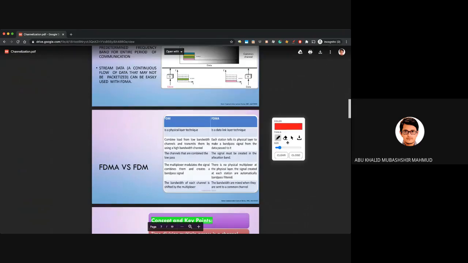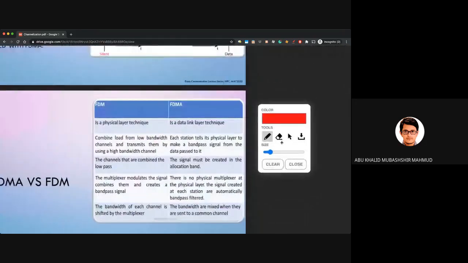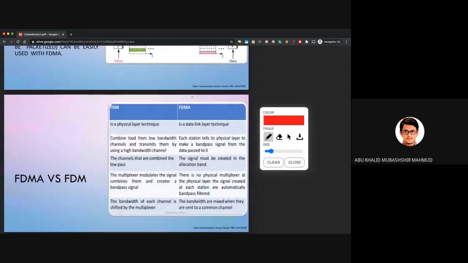So what happens here is quite simple. FDM, or frequency division multiplexing, is a physical layer technique. And what does FDMA adhere to? It is a data link layer technique. Multiplexing combines load from low bandwidth channels and transmits them using a high bandwidth channel. This is the basic concept of multiplexing.